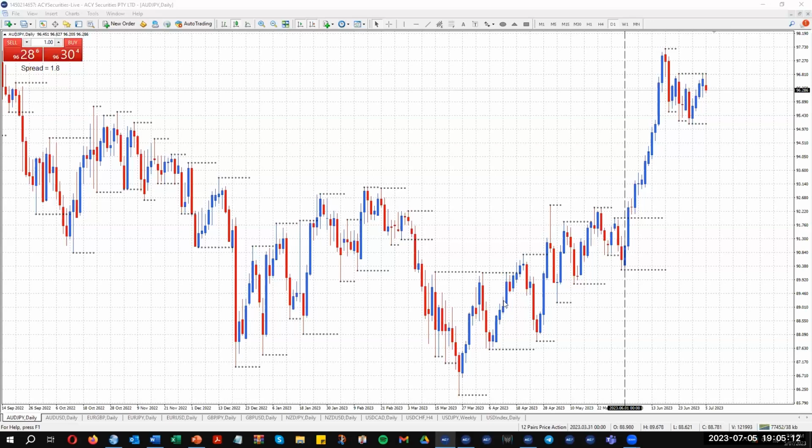All right, I'm going to start with the Aussie yen. Now, this dashed line just represents where the start of the month was. And I didn't manage to get any of this move up here, because I was looking at this in more of rally mode at the start.